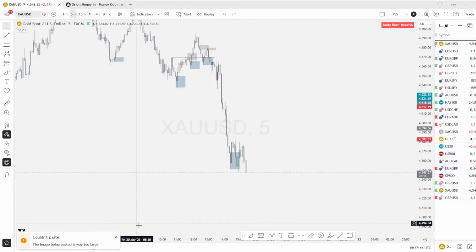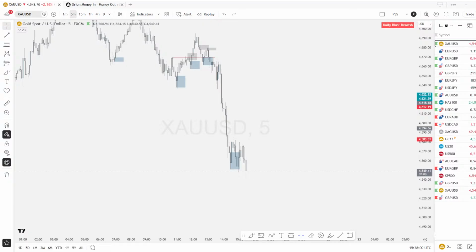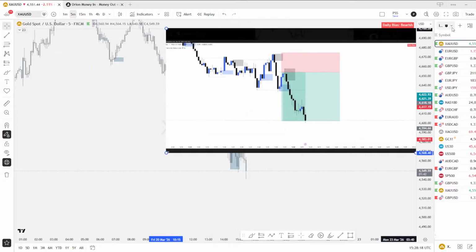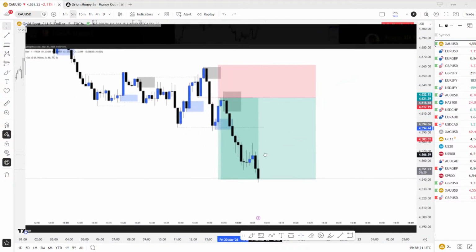So we're going to be covering this image, it's way too large. We're going to be covering the setup that he posted this afternoon at 2:10 on GU. Now, unfortunately for me, I wasn't able to capitalize on this, but I will show you the exact setup. So, this is the trade right here. He posted this in the Discord.